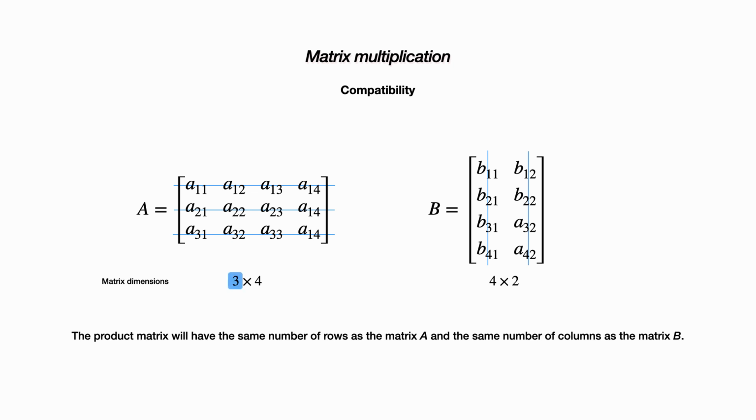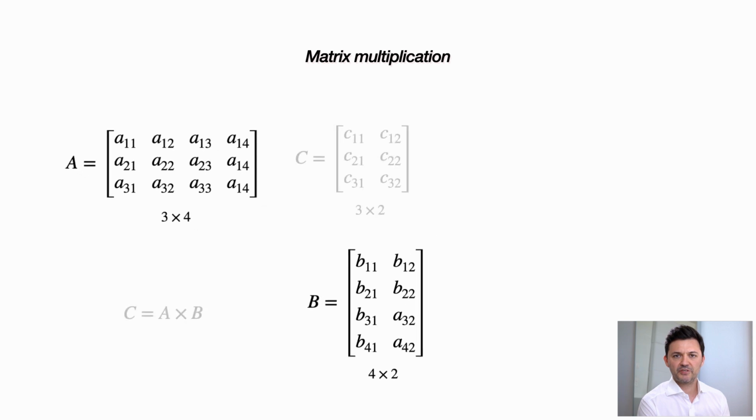But where is this reflected in the dimensions of the matrix that we extracted before? Well, in the case of the matrix A, this is the leftmost number, and in case of the matrix B, this is the rightmost number. So these numbers tell us that our matrix C, which is the product matrix of matrices A and B, will be of the size 3, 2, which means it will have 3 rows and 2 columns. Let's now put all of these 3 matrices together.